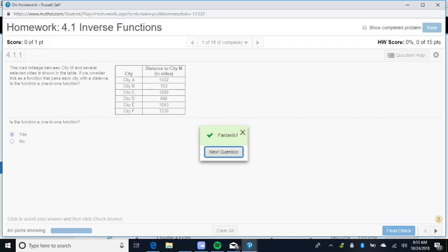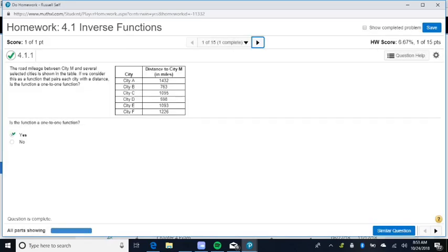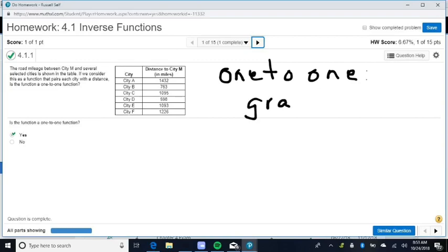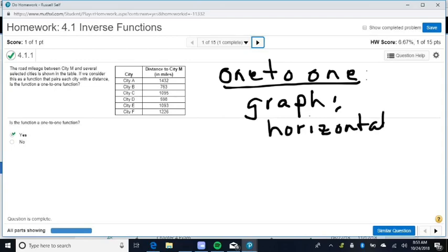Now there is also another test for one-to-one functions. And that's if you have the graph. Remember, we can test to see that something is a function by using the vertical line test. We can test one-to-one by using the horizontal line test. Which is exactly like the vertical line test, except that now we're drawing horizontal lines.